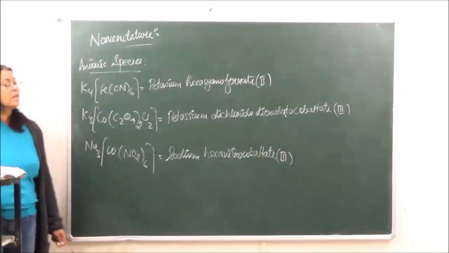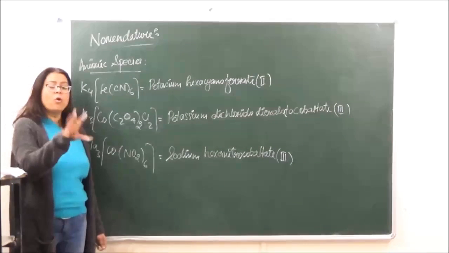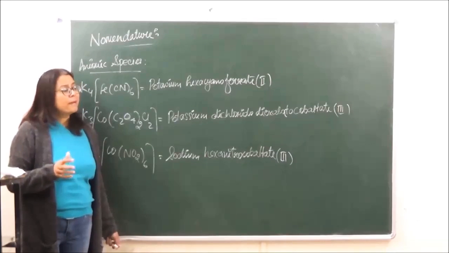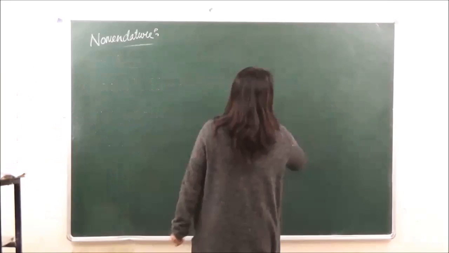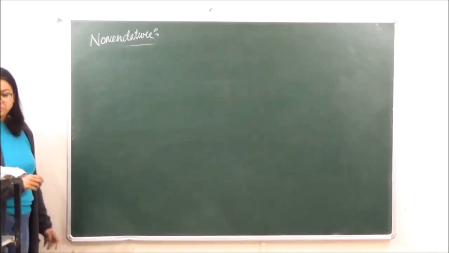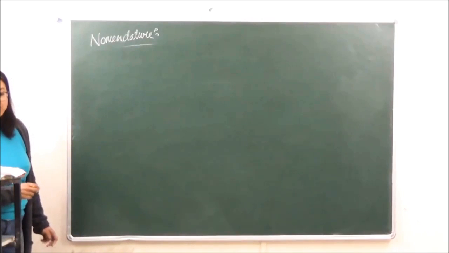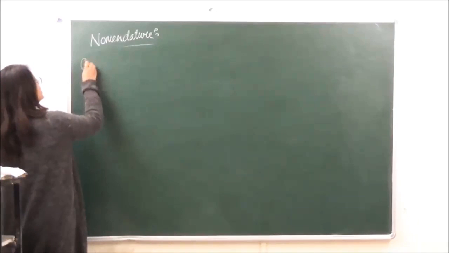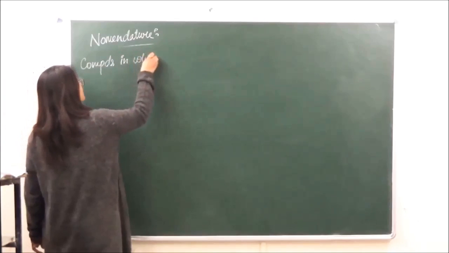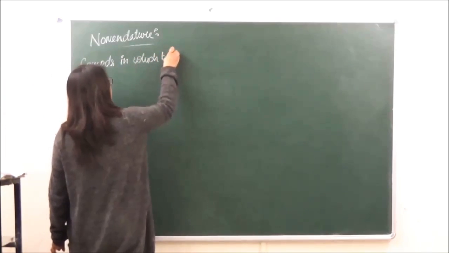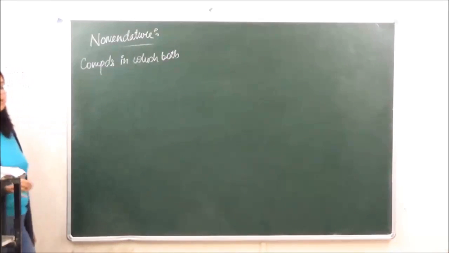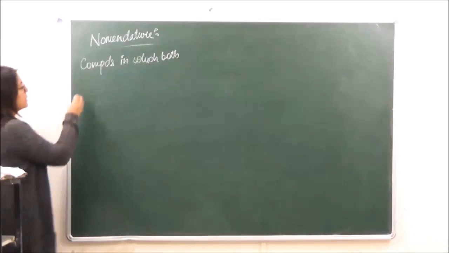Now there are certain compounds in which both cationic and anionic species are going to be coordinate entities. They are going to be complex ions. So how do we name them? Okay, so now we are going to have compounds in which both cationic and anionic species are coordinate entities. So we're taking an example over here.